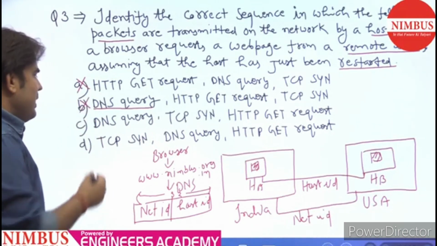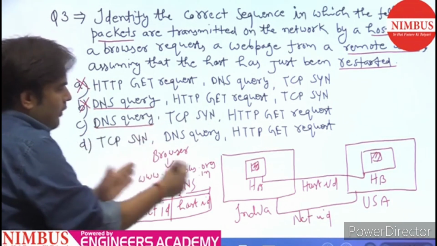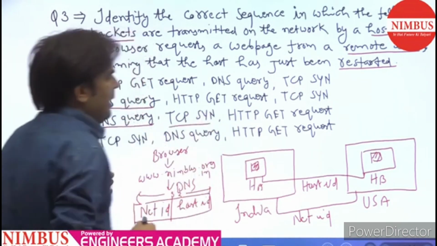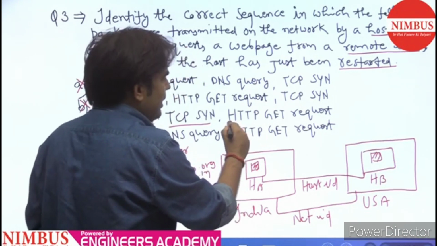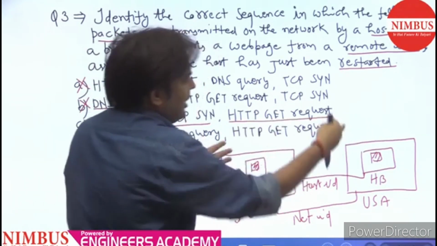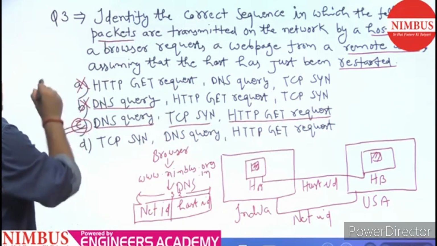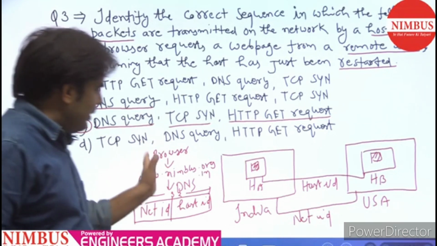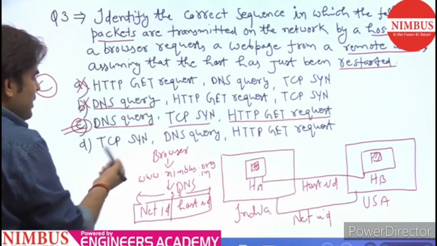Coming to option C: DNS query, TCP SYN. Yes, after DNS query we need TCP SYN, we need a connection, and after the connection we can get anything through the HTTP GET request from the server or from the network. Yes, so this is the correct sequence here. You can identify this through this diagram. So option D is also wrong.